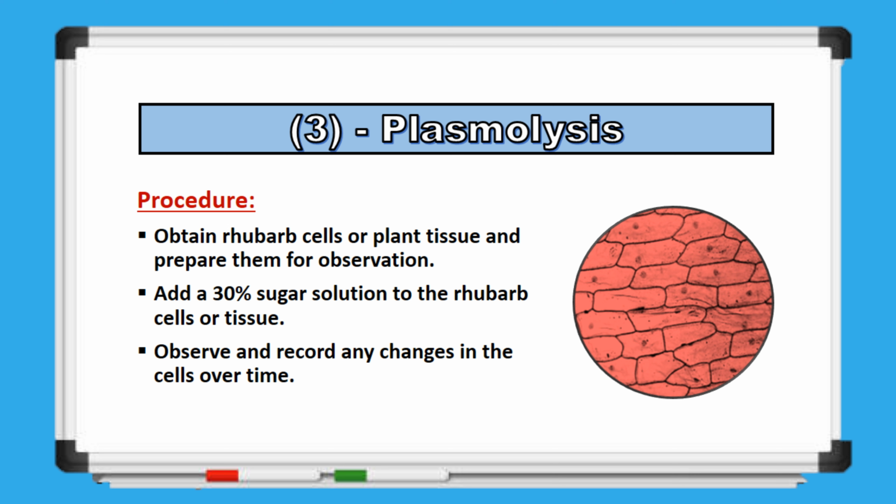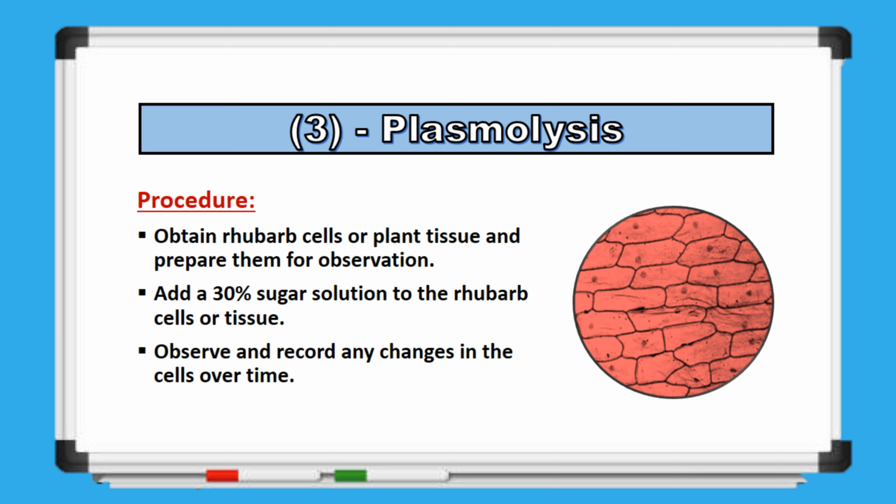This concentration is high enough to create a hypertonic environment, meaning the concentration of solutes in the sugar solution is greater than the concentration of solutes inside the plant cells. As time progresses, observe how the plant cells react to the solution. You should notice that the cell membrane begins to pull away from the cell wall, which is a characteristic sign of plasmolysis. This occurs as water moves out of the plant cells by osmosis, leaving the cells shriveled and the plasma membrane detaching from the rigid cell wall.